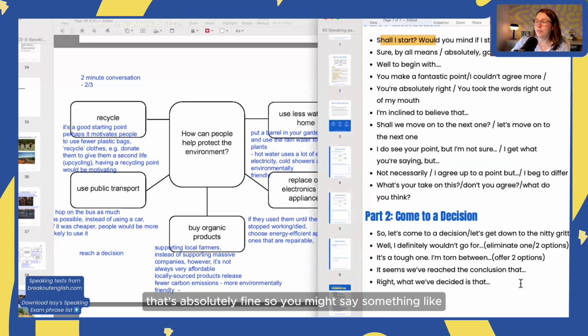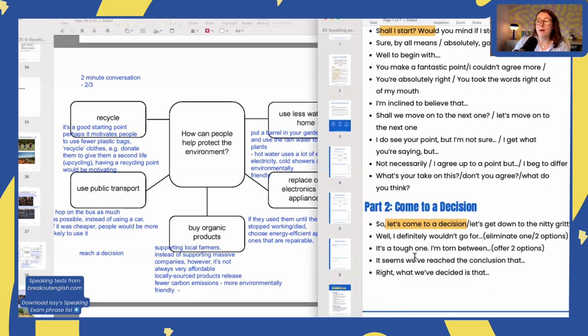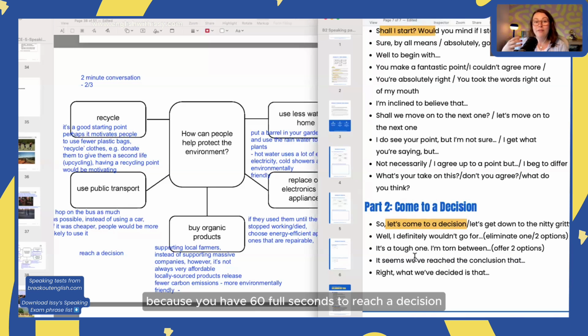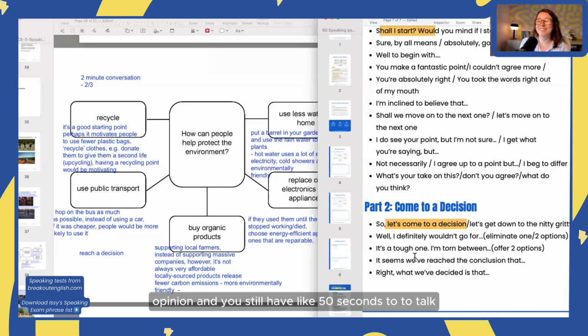So you might say something like, all right, so let's come to a decision. A strategy that works really well and is a good way to fill the time, because you have 60 full seconds to reach a decision. And imagine Michaela says, oh, I think using less water is not important because you can't really save that much water that you're using on a daily basis. Plus, it all goes to the rivers anyway. And then imagine Gosia says, yeah, I completely agree with you. There's no negotiation. You've just said your opinion and you still have like 50 seconds to talk.